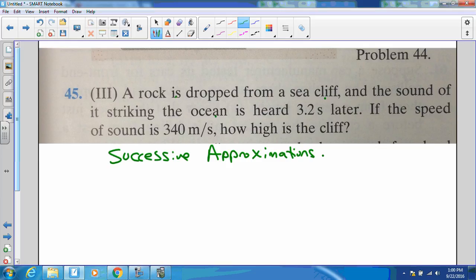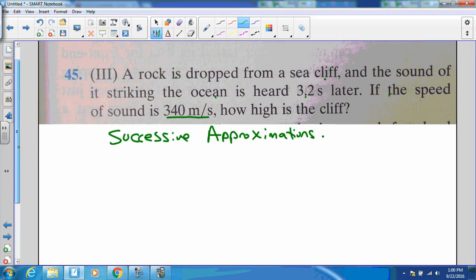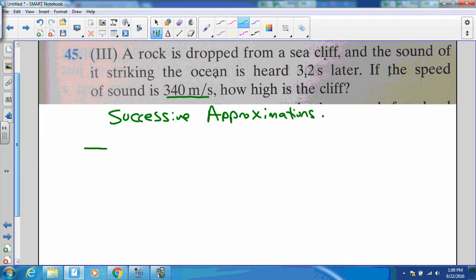Here we have, a rock is dropped from a sea cliff, and the sound of it striking the ocean is heard 3.2 seconds later. If the speed of sound is 340 meters per second, how high is the cliff? Okay, we need a picture, we need a reference frame, and I'm going to take down to be plus and the top of the cliff to be 0.